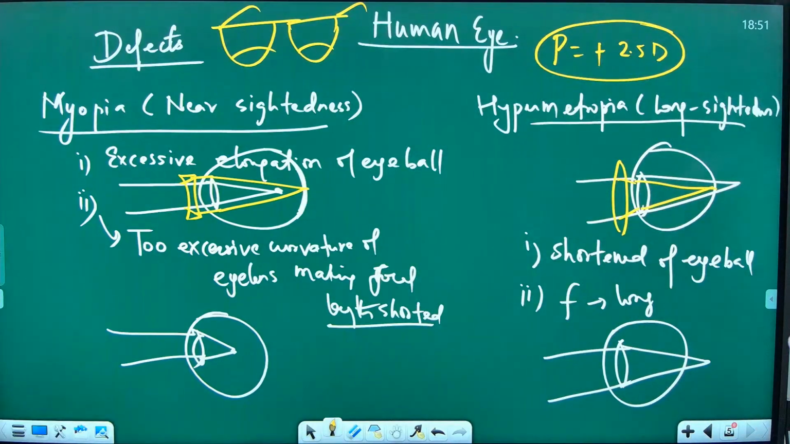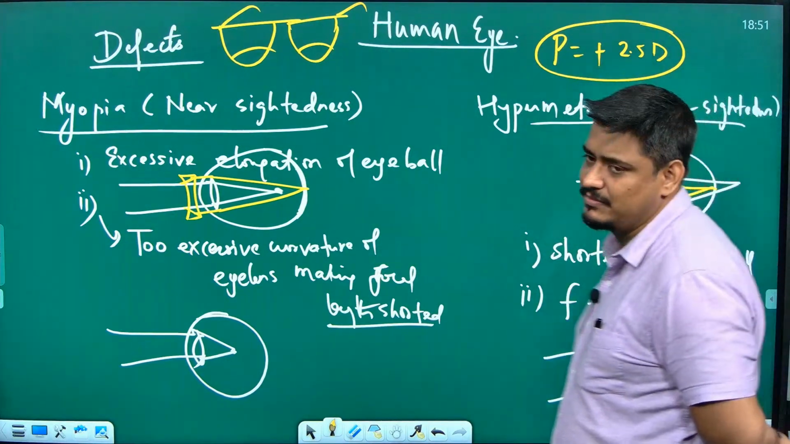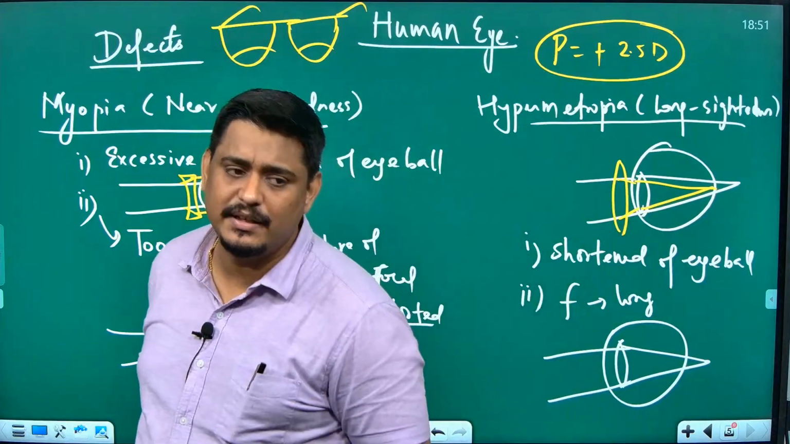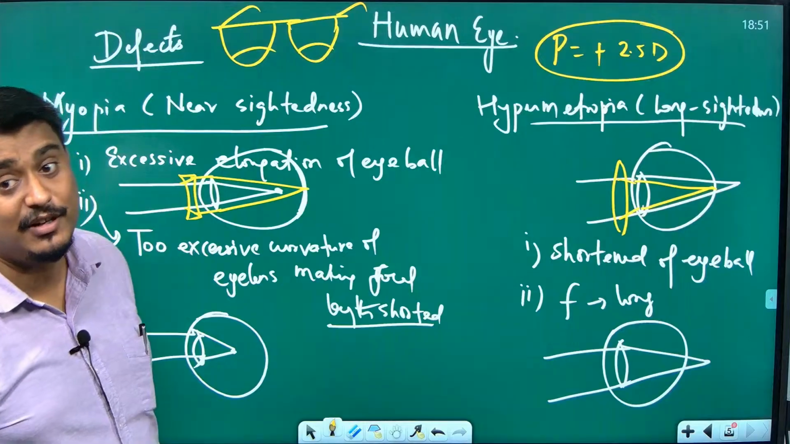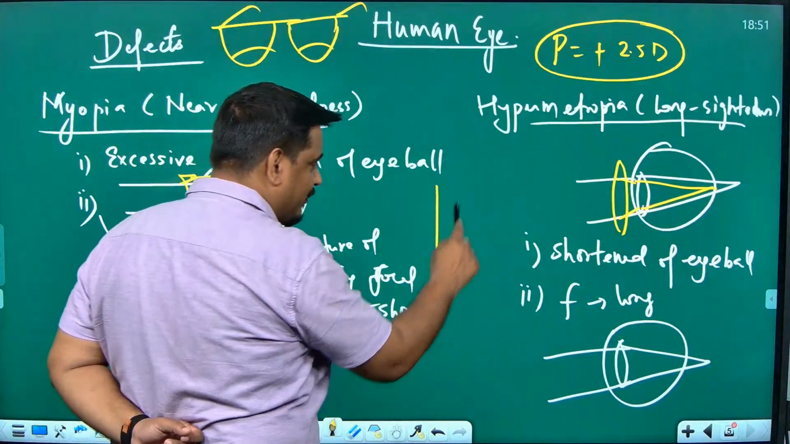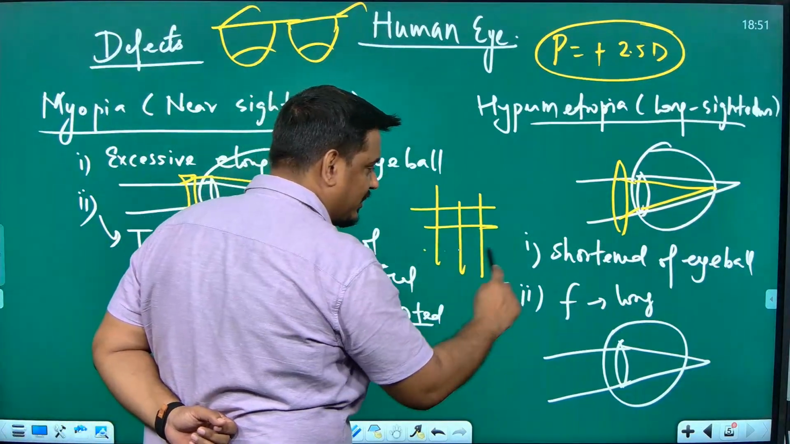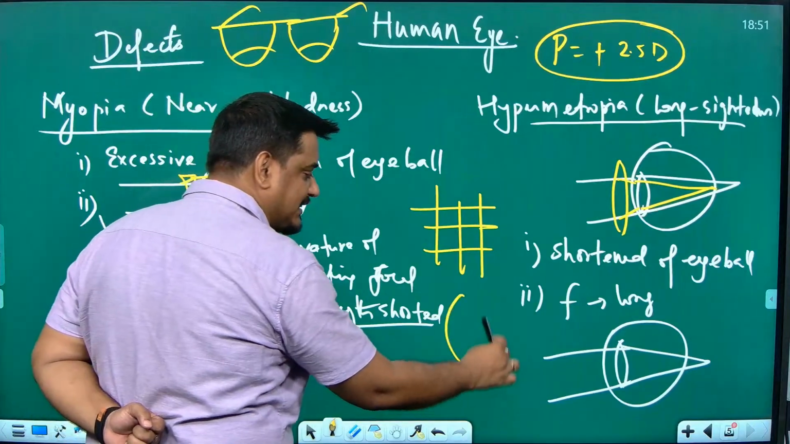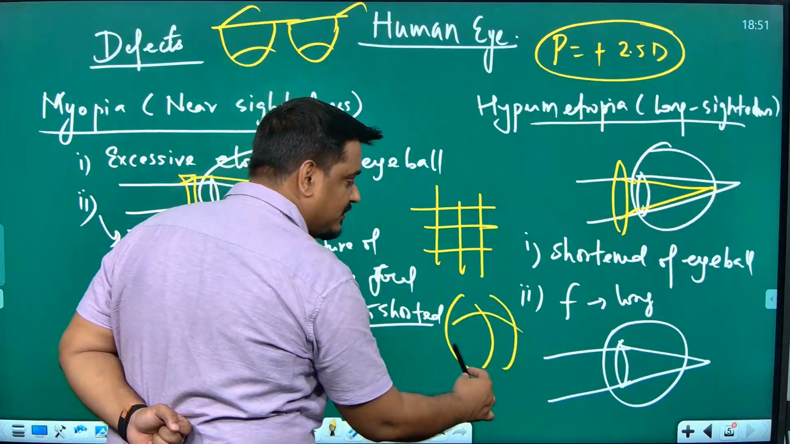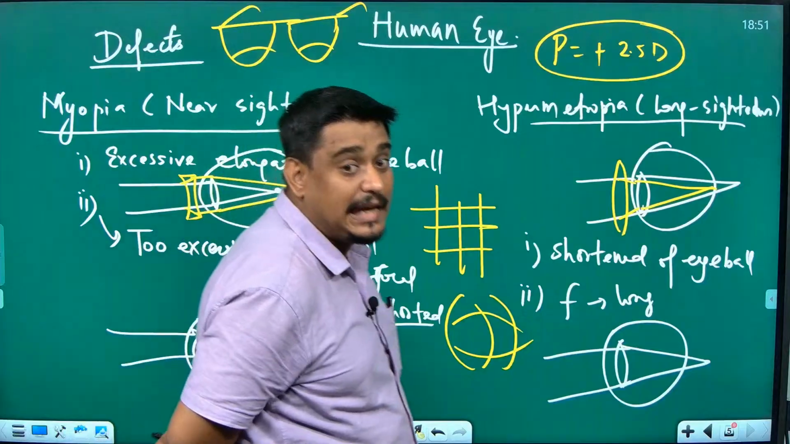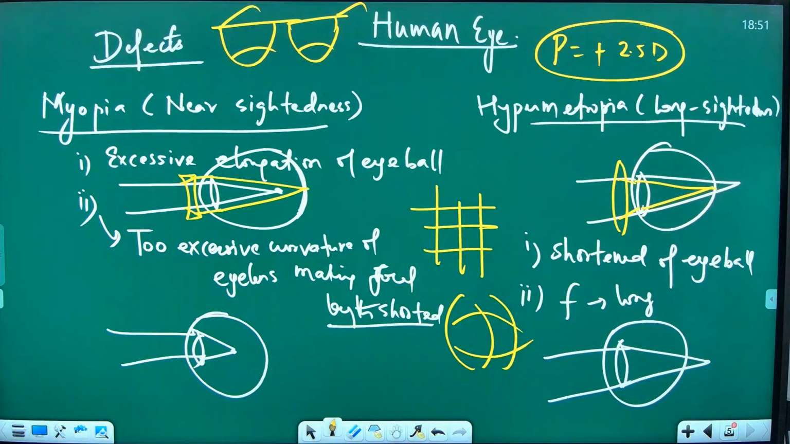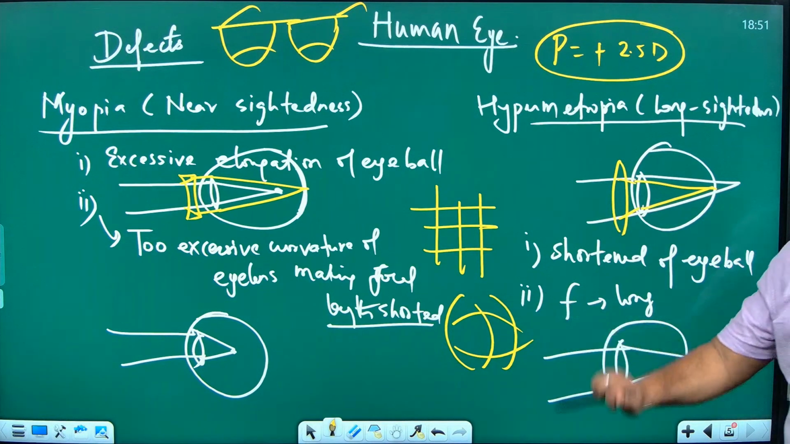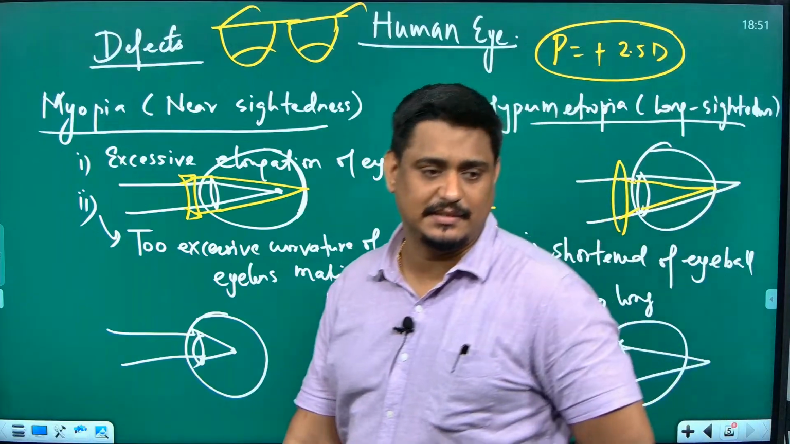There is a fourth defect, which I have talked about, astigmatism. Astigmatism is when a human being is not able to distinguish between horizontal and vertical lines. Suppose I am drawing lines like this, vertical and horizontal. How will he see? He will see like this. If a person has astigmatism, they will not be able to distinguish between horizontal line and vertical line. This defect can be corrected by cylindrical lenses.